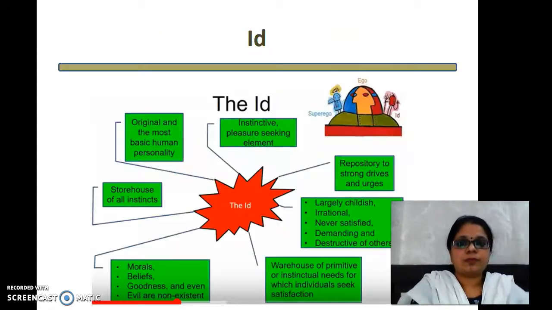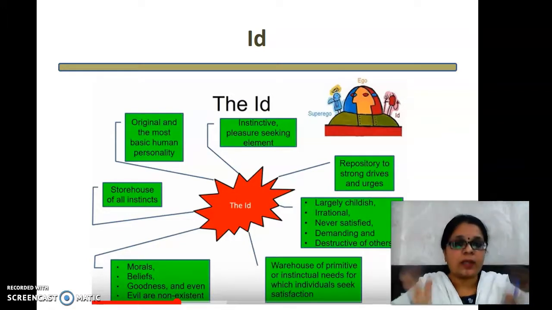I think with this picture you are able to understand it more clearly, where you can see that it is an instinctive, pleasure-seeking element. It is a repository of strong urgent drives, largely childish, very much correlated to childish behavior, irrational, never satisfied, demanding, and destructive of others.